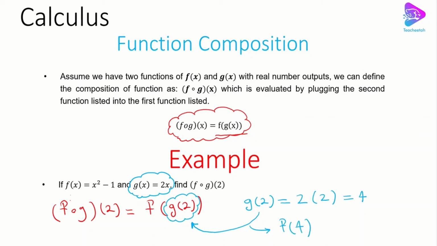And now let's look at the function f of x, which is x squared minus 1. So instead of x, we have to plug in 4. Therefore, it's going to be 4 squared minus 1. So the answer is going to be 15.